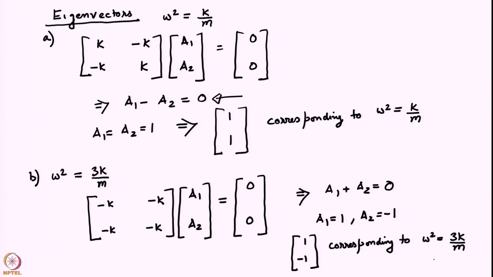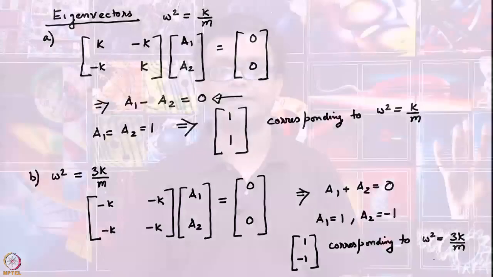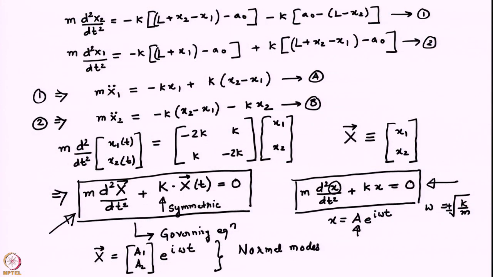The same is true for k by m. Alright, so now we have found the eigenvectors, we have also determined the eigenvalues which are related to the frequency of oscillation. Now let us solve the problem. We had written two equations A and B. Now let us write the answer to this equation, the general solution to these set of equations in terms of those eigenvectors and eigenvalues that we have found.